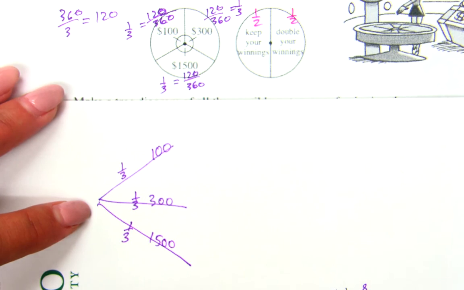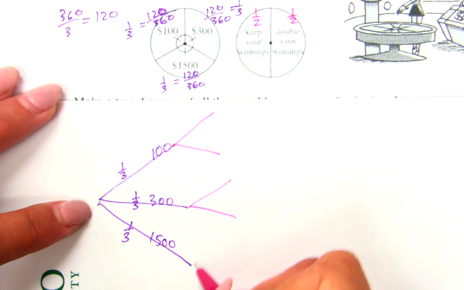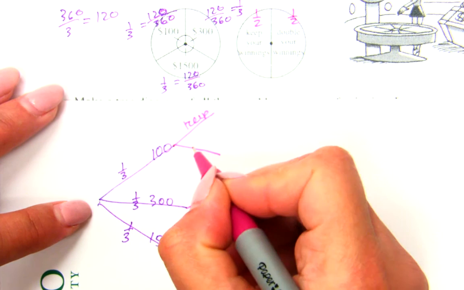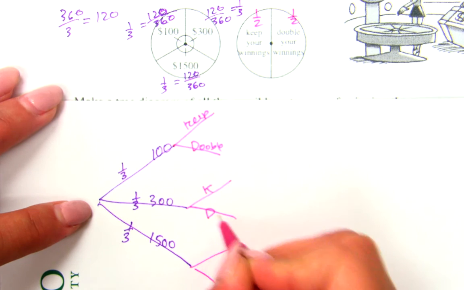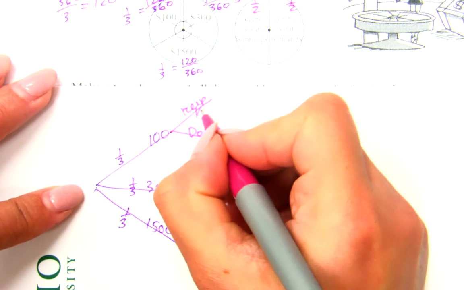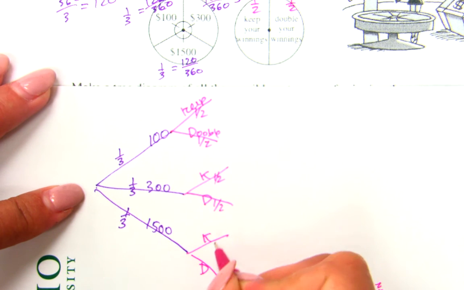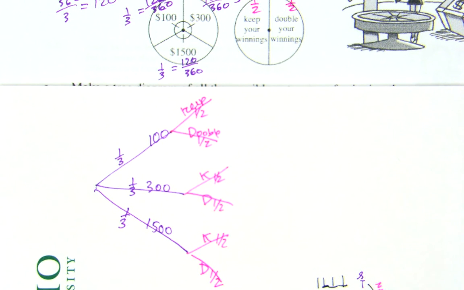All right. And then in your next one, you have 2 choices. You either get to double or keep. Double, keep, double, keep, or double. And each one is 1/2, 1/2, 1/2, half, and then another half. Okay, so let's see. What are we going to get?